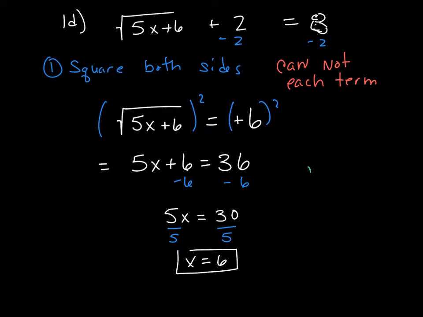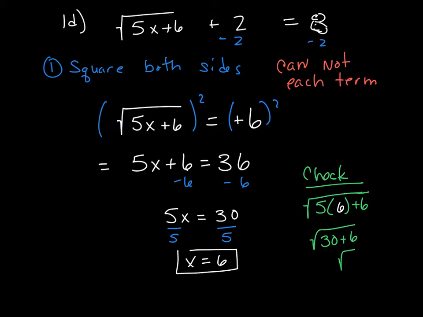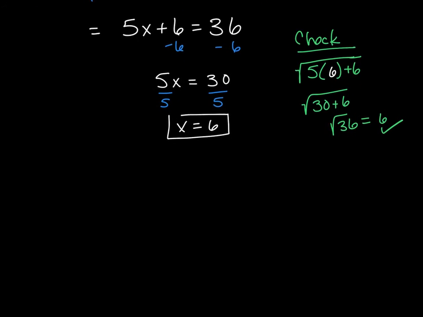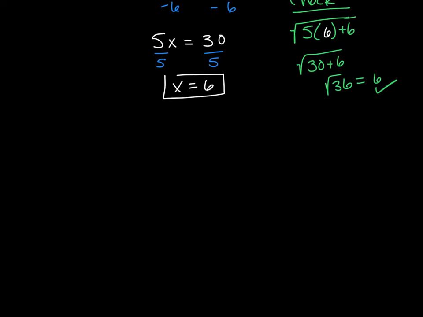Now, we always need to check these, and you're going to see why in the next section. So to check this, is 5 times x, which we just found was 6, plus 6, or 30 plus 6. Yes, the square root of 36 does equal 6. So you do want to always check these. Now, it doesn't matter the value that you have as the index.